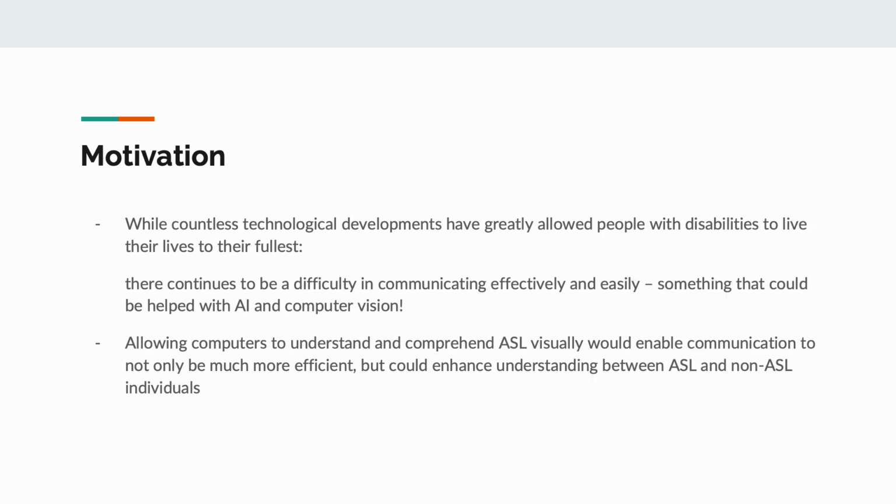While countless technology developments have greatly allowed people with disabilities to live their lives to the fullest, there continues to be difficulties in communicating effectively. Allowing computers to understand and comprehend ASL visually would enable communication to not only be much more efficient, but could enhance understanding between ASL and non-ASL individuals.